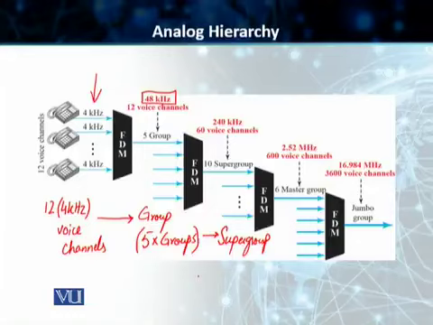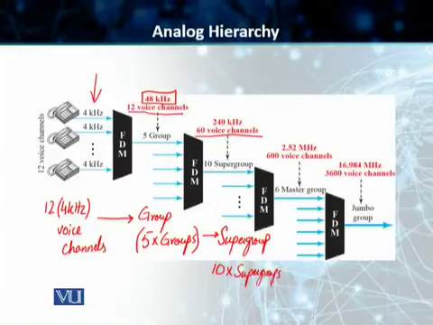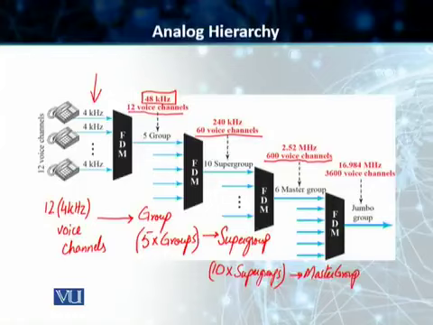Students, 12 voice channels in a group, as you can see. And we have got 60 voice channels in a supergroup. Now students, these telephone companies normally combine 10 supergroups to form a master group. The bandwidth of a master group is 2.52 megahertz and it can carry 600 voice channels.